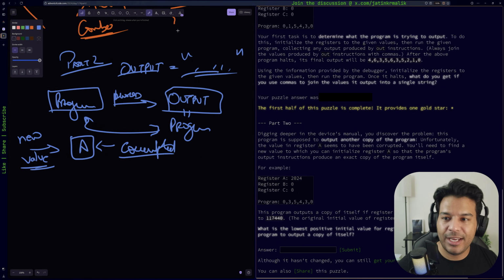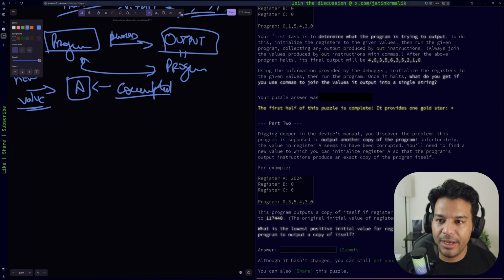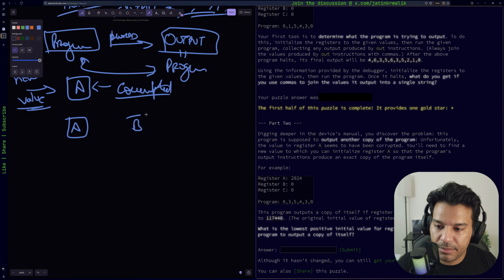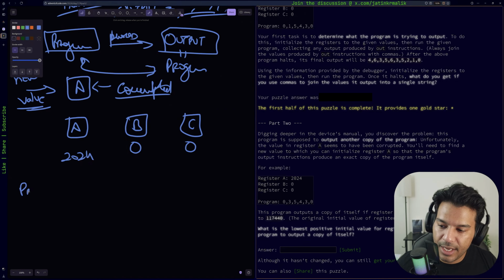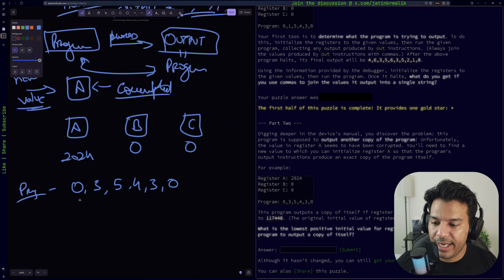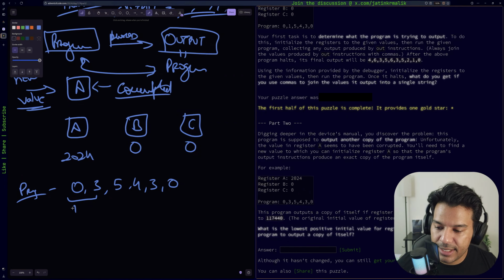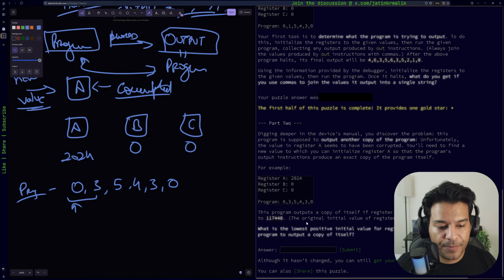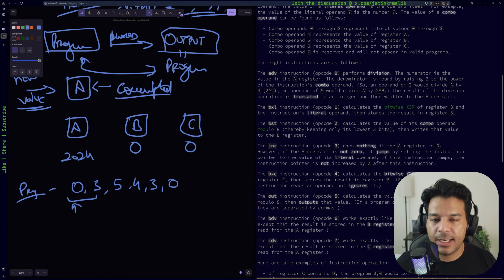For example, we are given a test program here. So it says that we have registers A, B, and C, where B and C have 0 values and register A has 2024. Our program is given to us here: 0, 3, 5, 4, 3, 0. If we quickly run this, we can see that initially we are given the instruction 0. So let me open the instruction list. Yeah, so these are our 8 instructions.